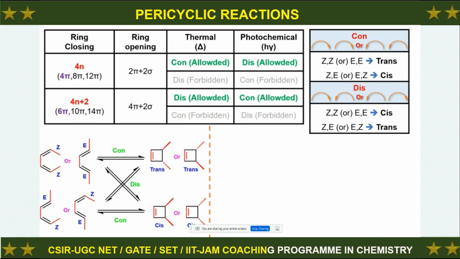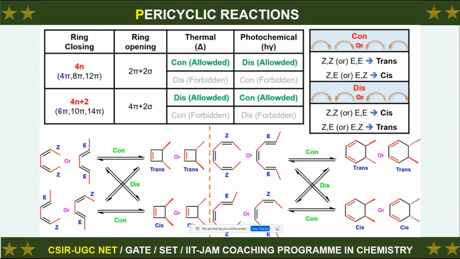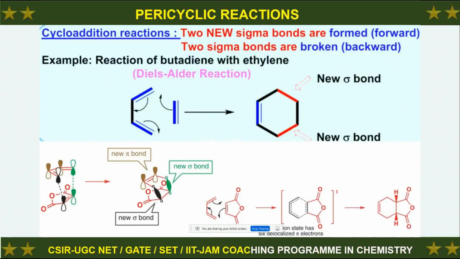So if we take the same configurational isomers like ZZ or EE and subject them to conrotatory motion, you end up with the trans cyclobutene product. If you take different isomers like EZ or ZE and subject them to conrotatory motion, you get the cis isomer. The same is true for the 4n+2 system also. So this is a summary of electrocyclic reactions. Now we move to the cycloaddition part.